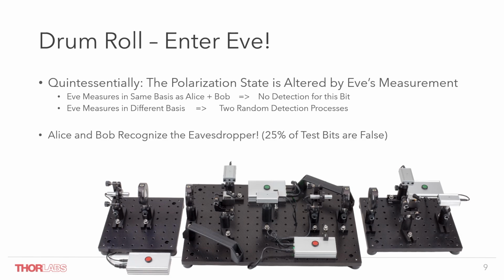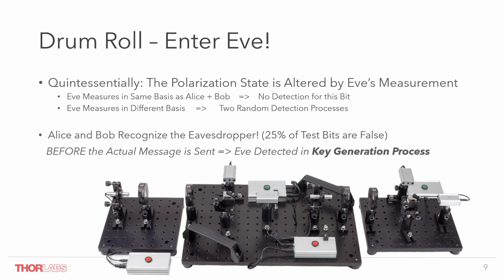And I'm choosing my words carefully here. Someone listened in on the key generation. So it's not like 25% of the message bits were recorded by Eve, but instead it's in the key generation process. So all of this happens before the actual message is encrypted and sent, right? This is important because obviously if 25% of the message would be intercepted by Eve or decrypted by Eve, that's a real problem, but this is not the case. So we're only talking about the key generation protocol.